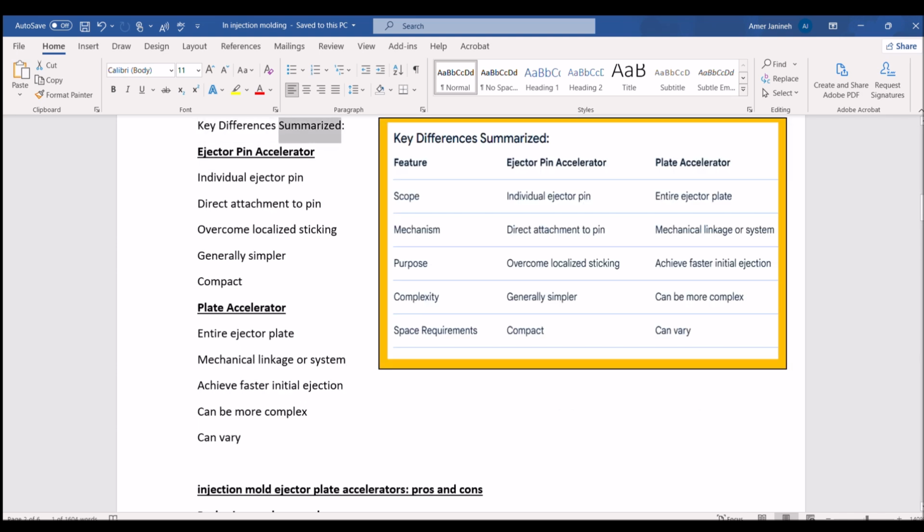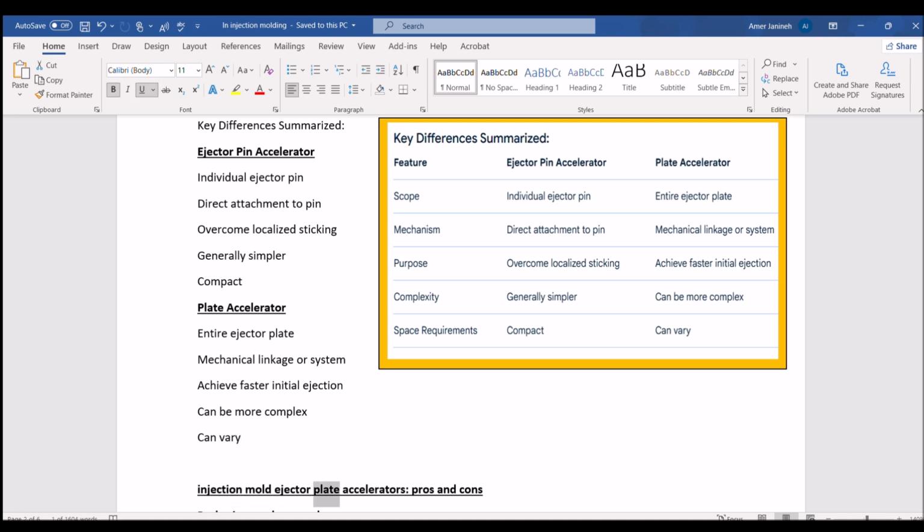Key differences summarized. Ejector pin accelerator: individual ejector pin, direct attachment to pin, overcome localized sticking, generally simpler, compact. Plate accelerator: entire ejector plate, mechanical linkage or system, achieve faster initial ejection, can be more complex, can vary.